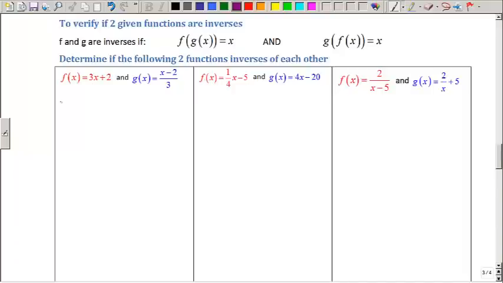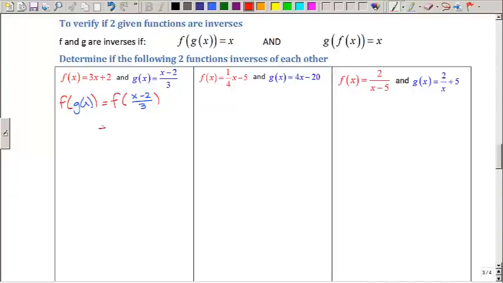In order for them to be inverses, I know that f of g of x must be equal to x. So I'm going to evaluate f of g of x, and hopefully at the end I'll get that f of g of x is equal to x. So f of g of x is equal to f of the expression that g of x is equal to, which in this case is x minus 2 over 3. Notice I took out g of x and I replaced it with its function. Now I would like to do f of this function, f of x minus 2 over 3.